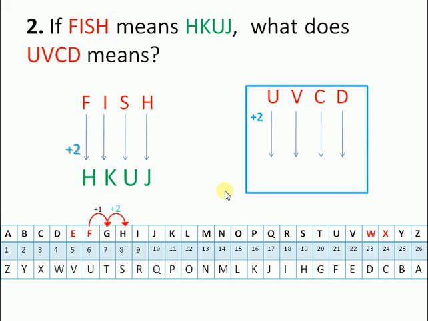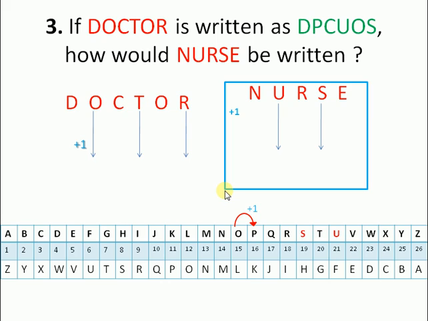So the same technique we apply to UVCD. U is turned to W: V, W. V to X: W, X. C to E: D, E. D to F: E, F. So you will get the answer WXEF. Now the third question, if DOCTOR is written as DPCUOS, how would NURSE be written?